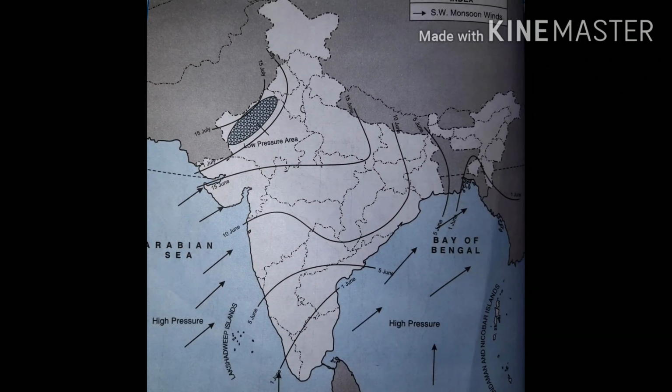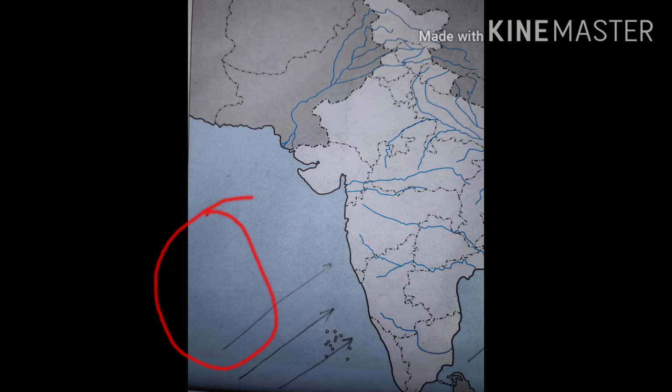The southwest monsoon winds get split into two directions. One is Arabian Sea branch. Arabian Sea branch is responsible for the rain in nearly entire India, and it directly enters through the western part of India into India.